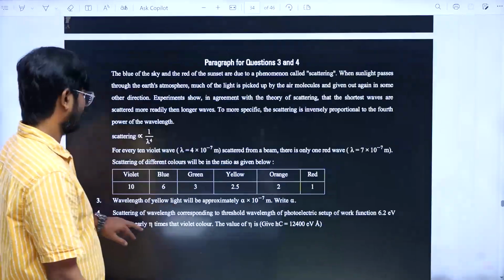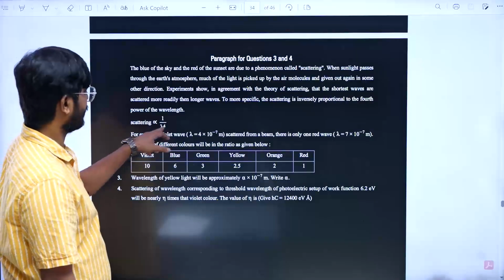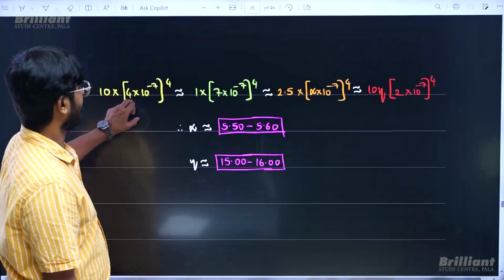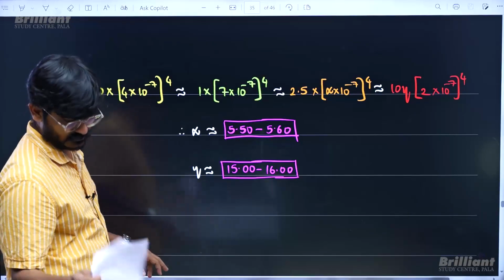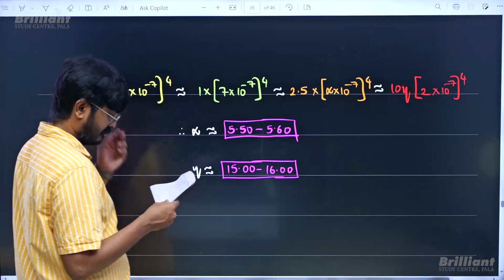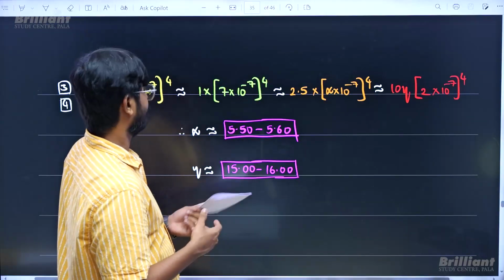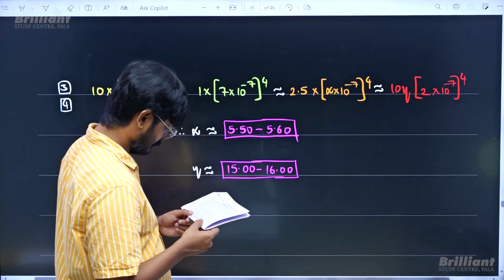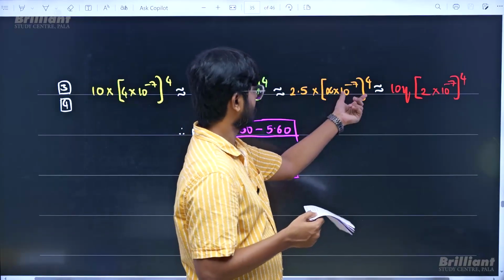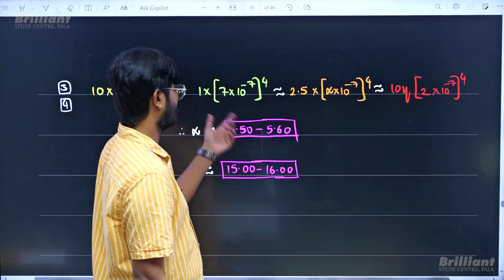Okay, so you can see here scattering is inversely proportional to lambda power 4, or scattering into lambda power 4 should be constant. So scattering for violet into violet wavelength power 4, scattering of red into red wavelength power 4, that should be equal to any other scattering into wavelength power 4. Yellow scattering is 2.5 given, into its wavelength power 4. When you equate either these two or these two, you will be getting some answer, but approximately it lies somewhere here.